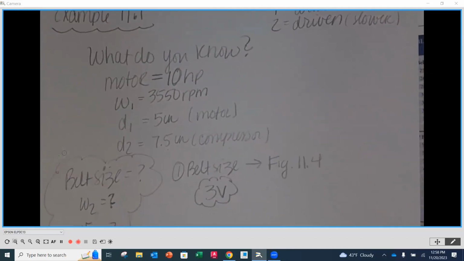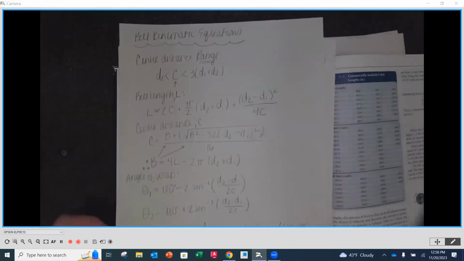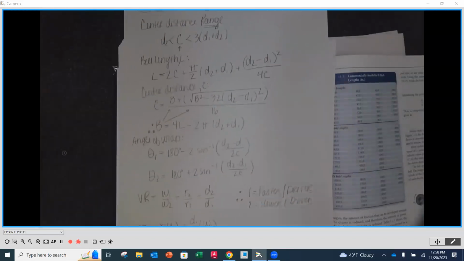So our next one is going to be our W2. Okay, W2. So if we want to find W2, do we have any equations here that have W2 in it?